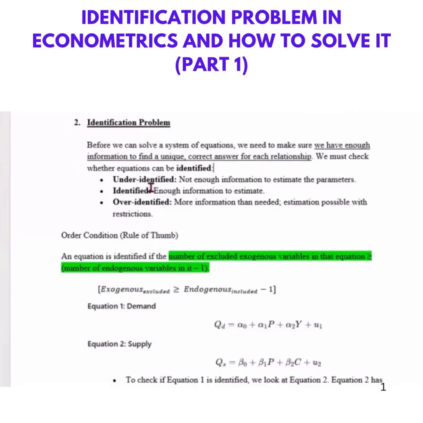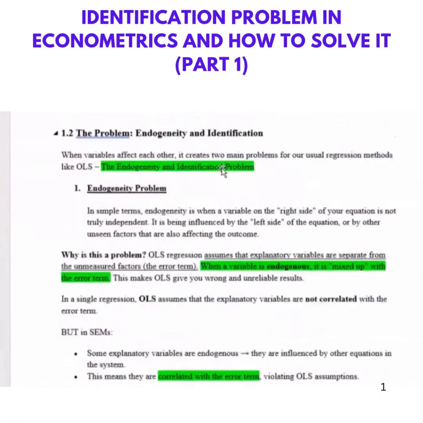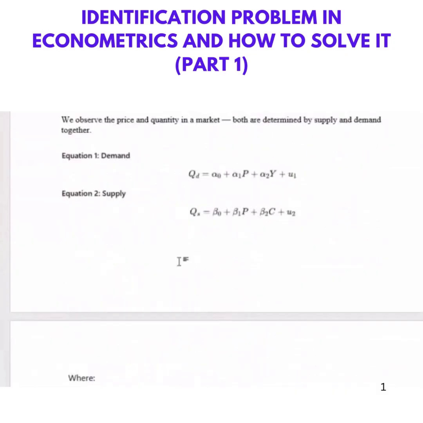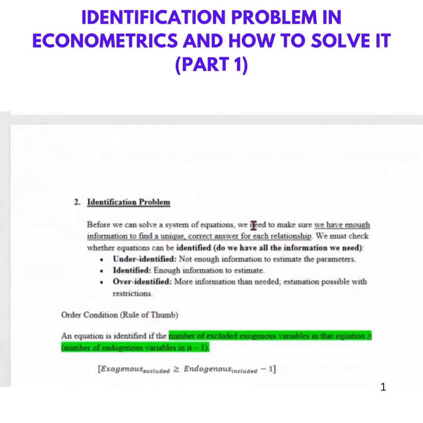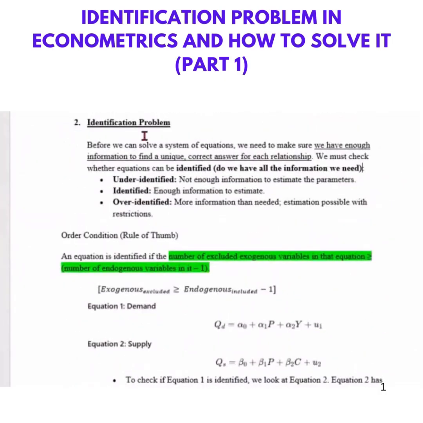So by identification, we mean, do we have all the information we need? So for these two simultaneous equations, do we have all the information that we need to run the analysis? So that is another problem, and that problem is what we are calling the identification problem.